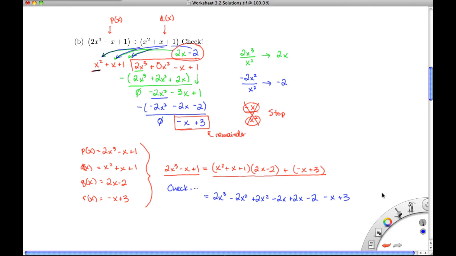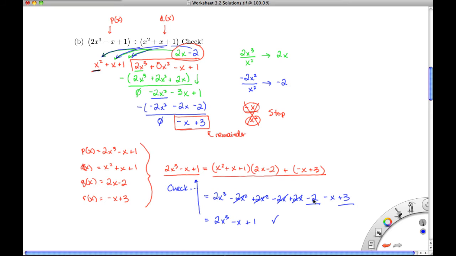So let's see what happens. Minus 2x squared, positive 2x squared, those are going to cancel out. Minus 2x plus 2x, those are going to cancel out. And what we're left with is 2x cubed minus x, and then the minus 2 and the positive 3 will combine to be positive 1, which is what we started off with. So this checks out, and we did it correctly.